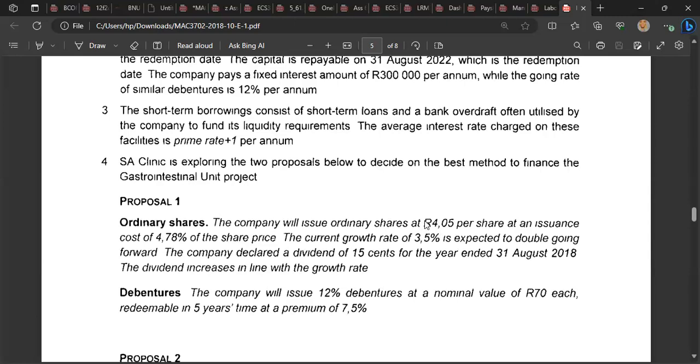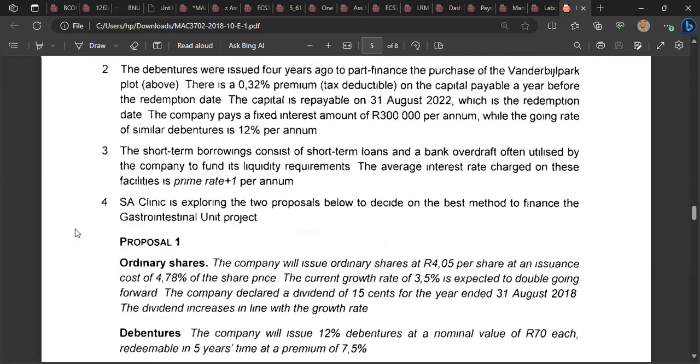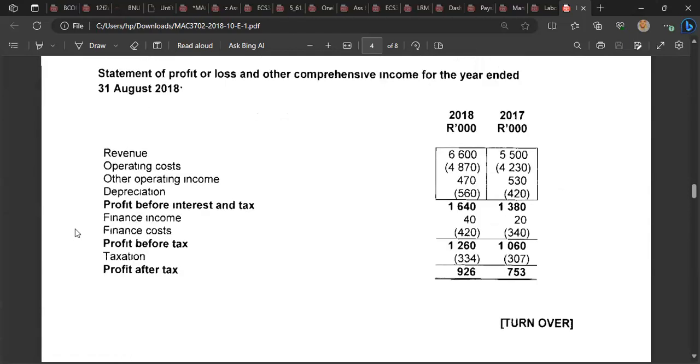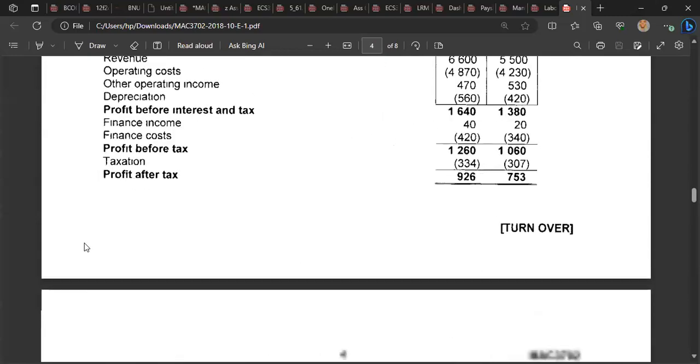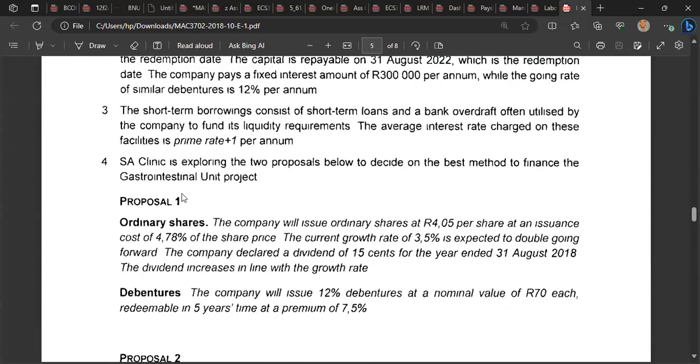But let's see again, what are we given? First of all, we might want to check what's in the notes to see if there's anything. So it's on note number 4. Let's see what's on note number 4. Good, so this is note number 4. So this is all the information that we need.